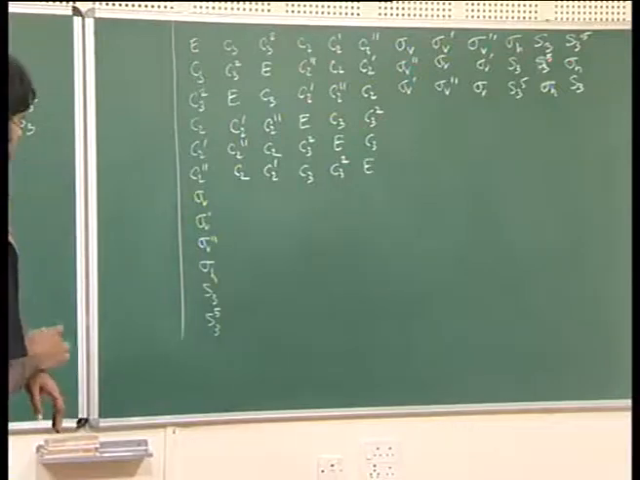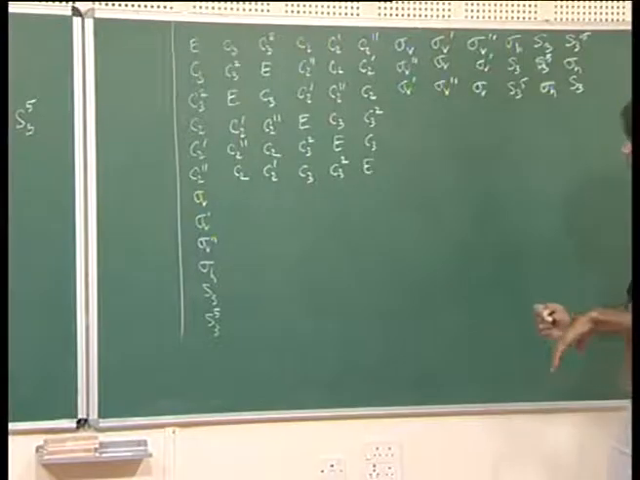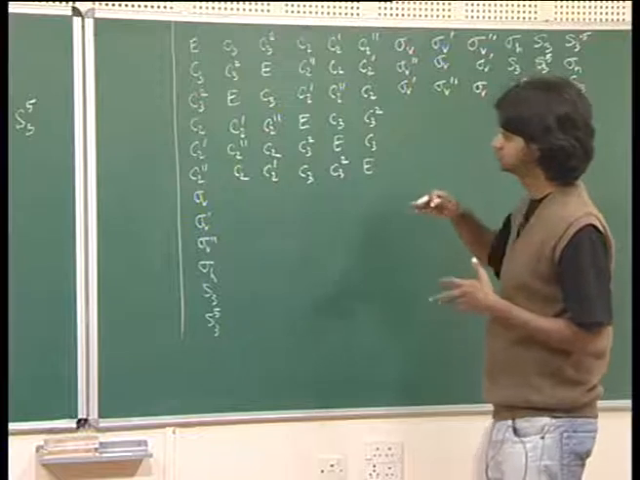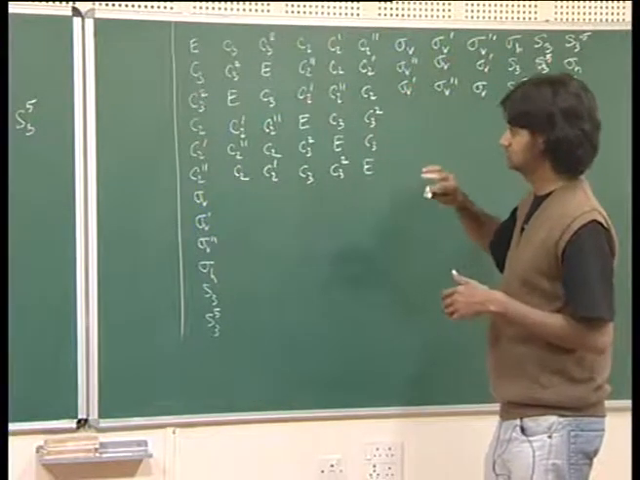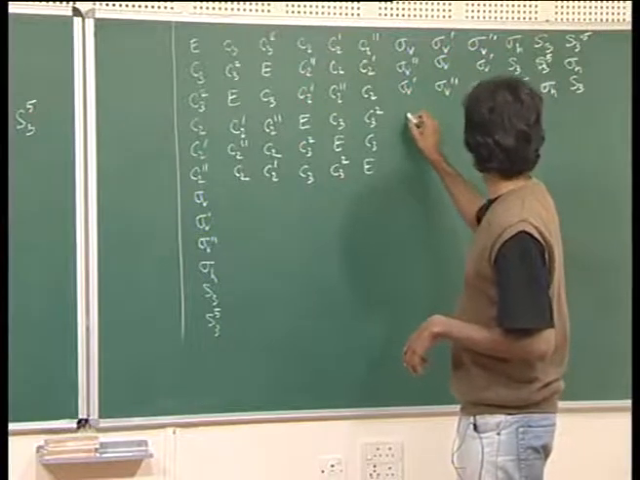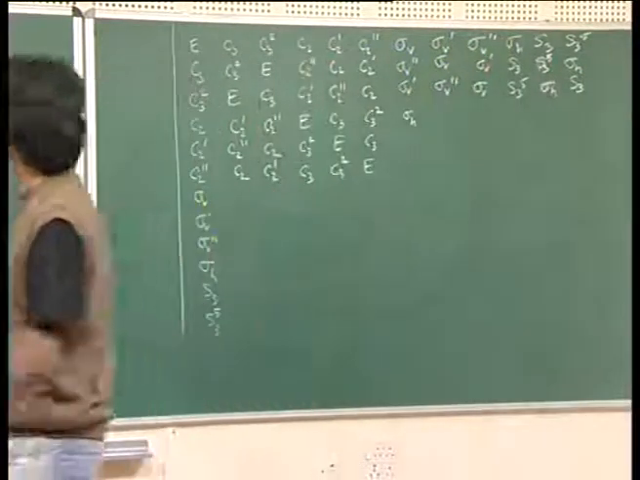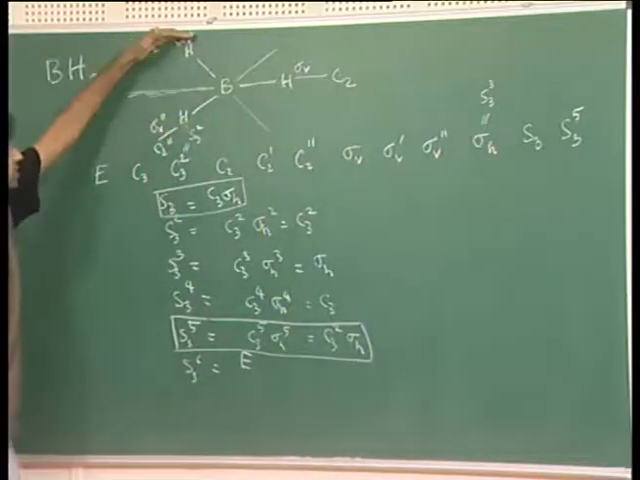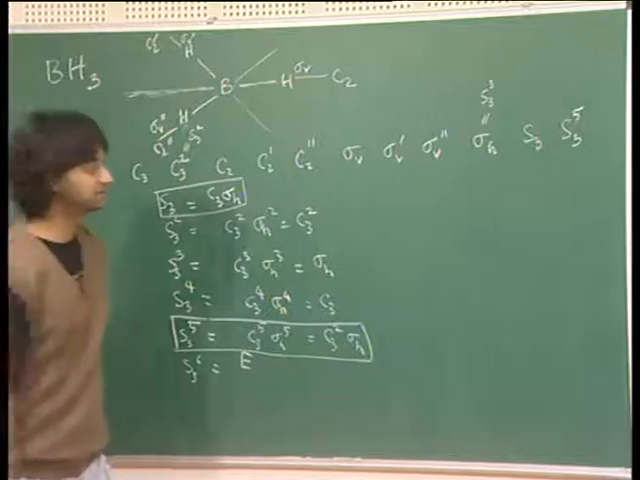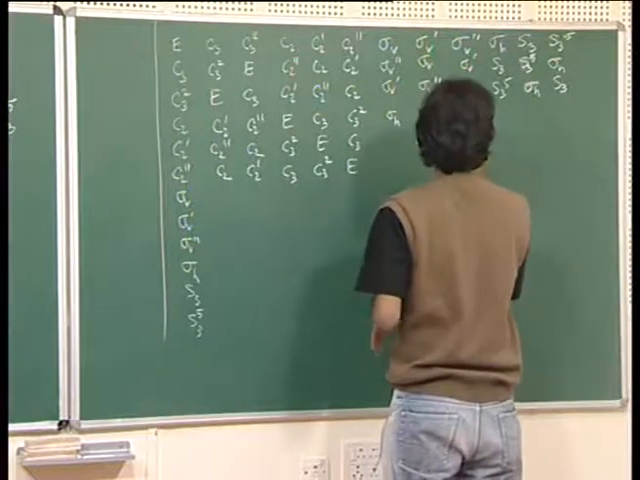Now this part is next. If I do sigma v followed by C2, sigma v will reflect in this direction, so it will be directly translated here, and then you do a C2, which corresponds to a rotation by 180 degrees. So the net effect is a sigma h. Similarly, sigma v prime followed by C2 is sigma h, and sigma v double prime followed by C2 is sigma h.